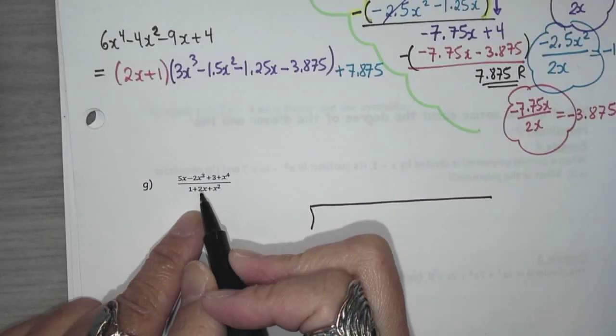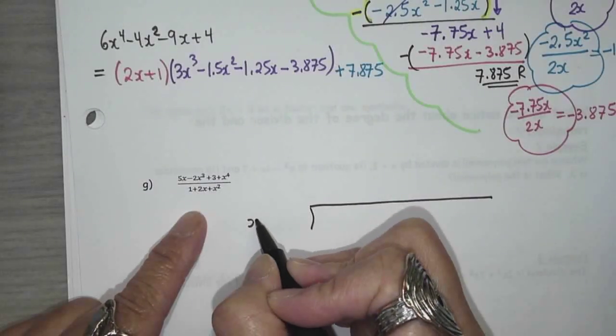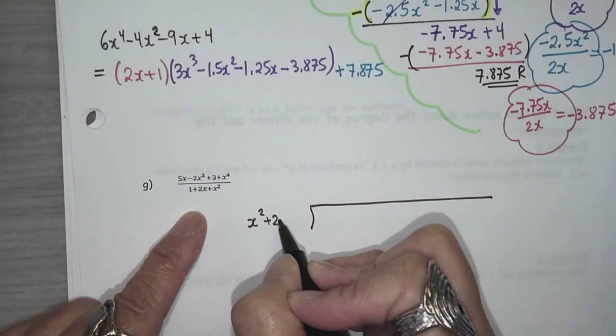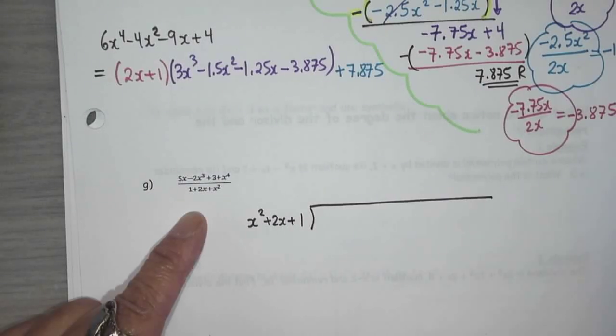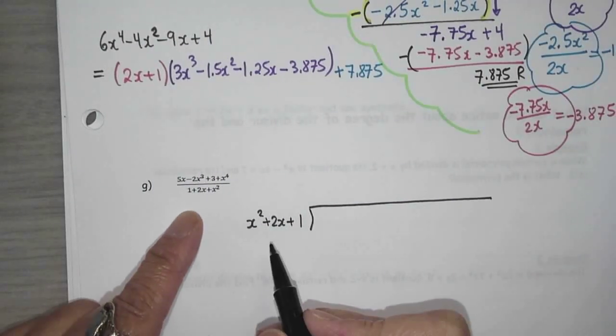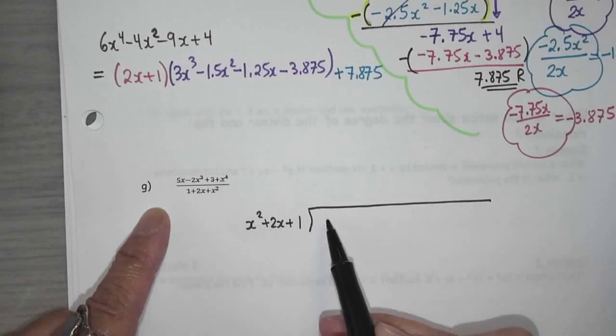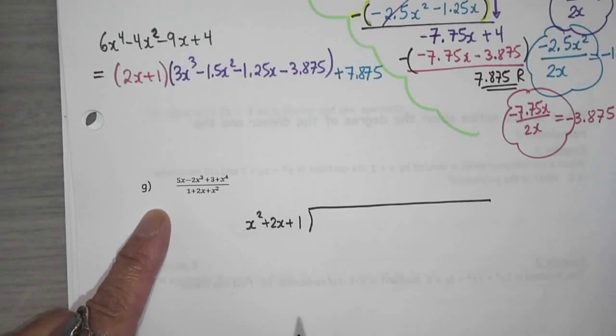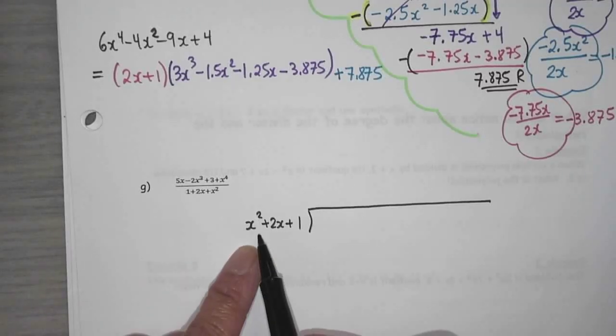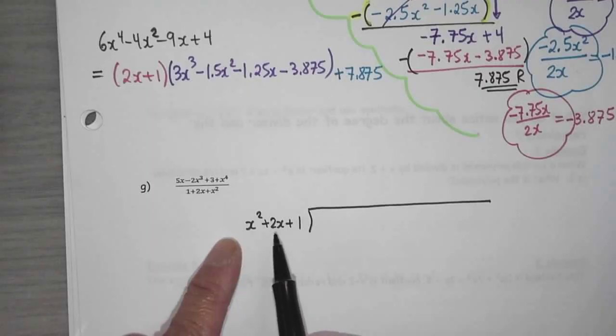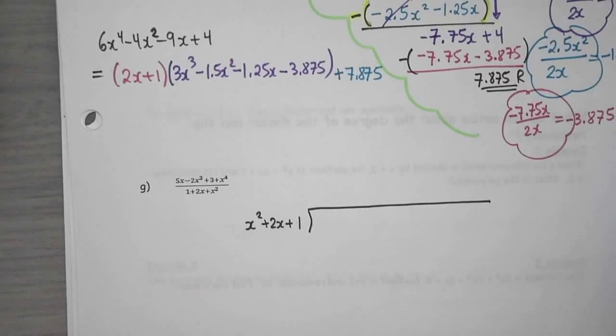So this is the divisor, and that goes on the outside. So x squared, 2x, and 1. Okay, so that goes out here. Then what we're going to do is put this one here, the dividend, inside, and we have to fill in any zeros that are missing. Were there any zeros missing here? x squared, 2x, 1, none?